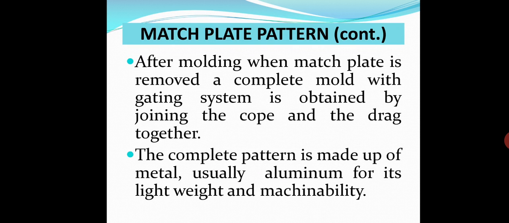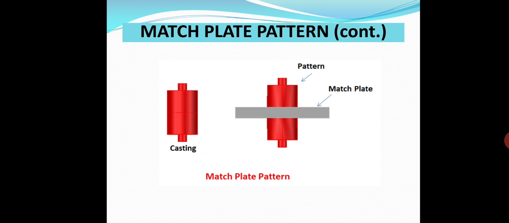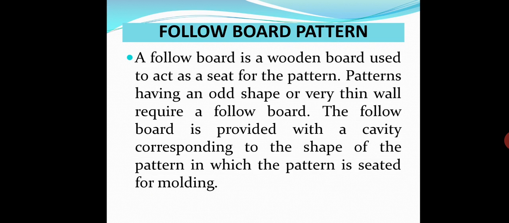After molding, when the match plate is removed, a complete mold with gating system is obtained by joining the cope and the drag together. The complete pattern is made up of metal, usually aluminium for its light weight and machinability. So this is the example of match plate pattern. Here the cope part and the drag part are mounted on either side of the match plate.